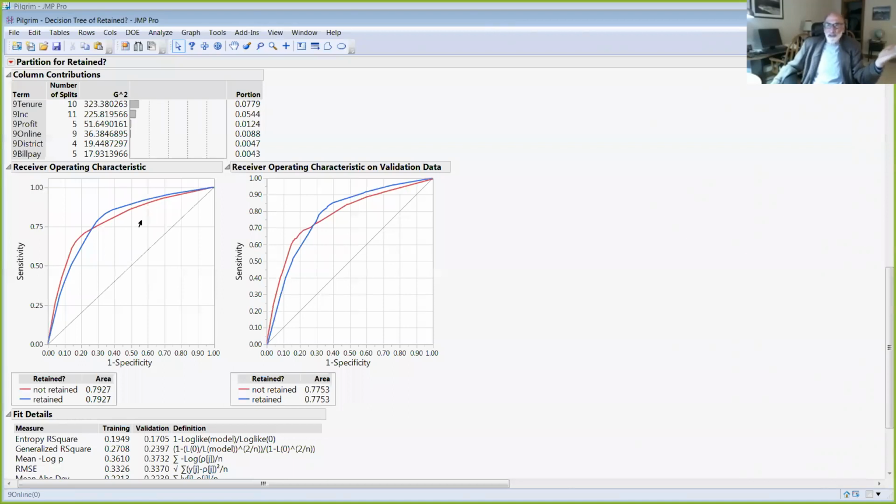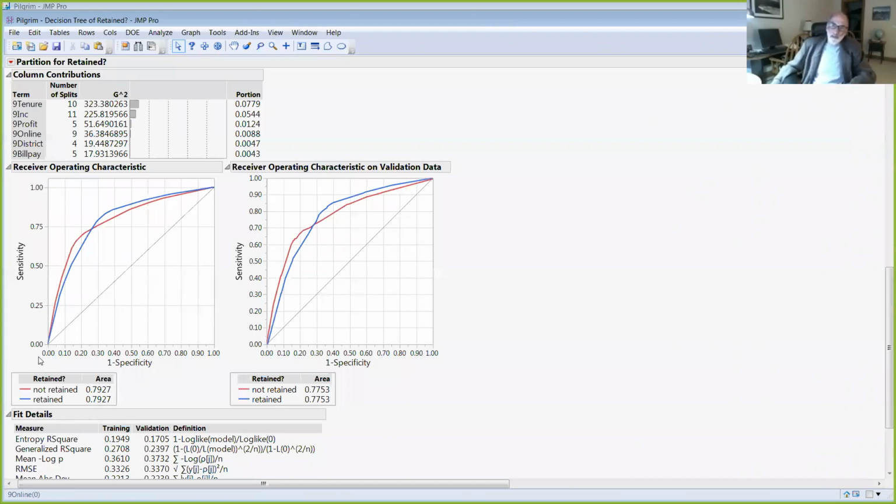So it's actually not too bad at doing its prediction. But the most important thing about this curve is it doesn't rely on a 50% cutoff like the confusion matrix does.